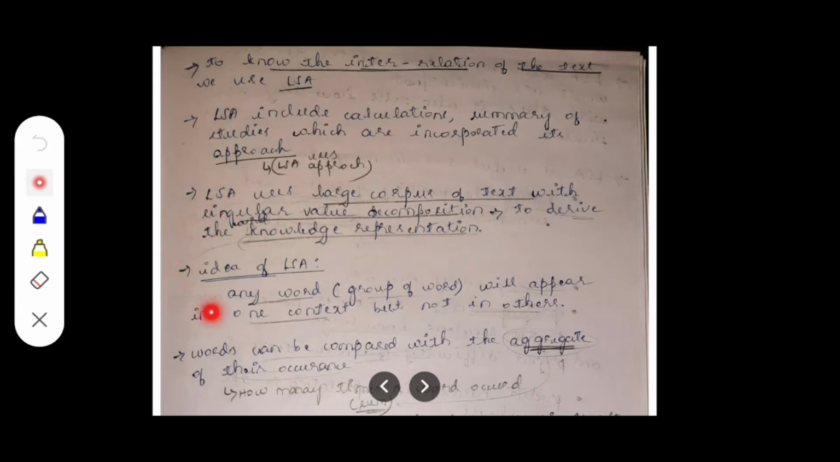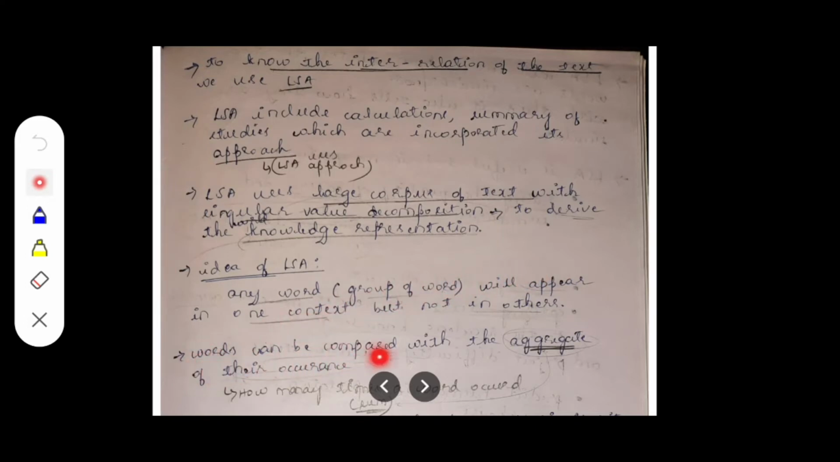The idea behind LSA was that any word or group of words will appear in one context but not in the other. Any single word or group of words will have only one type of context. If it appears in one context, it cannot appear in another context, otherwise it is an error or a confusion.